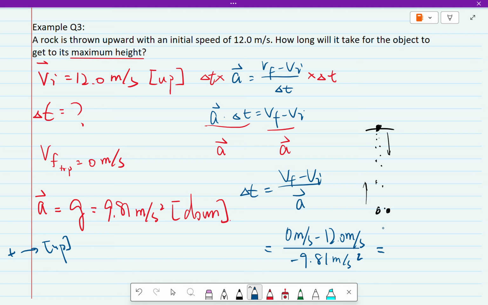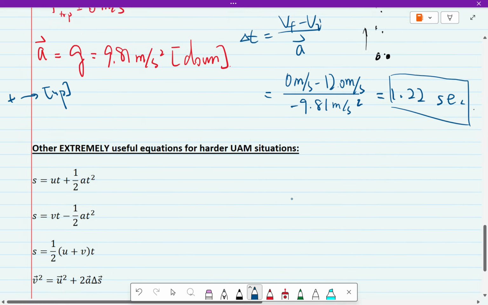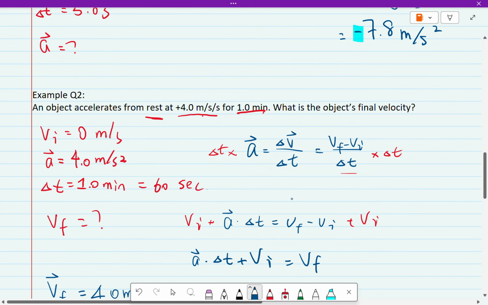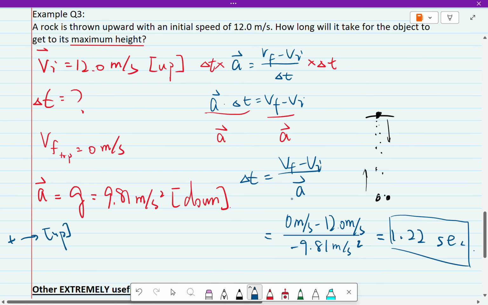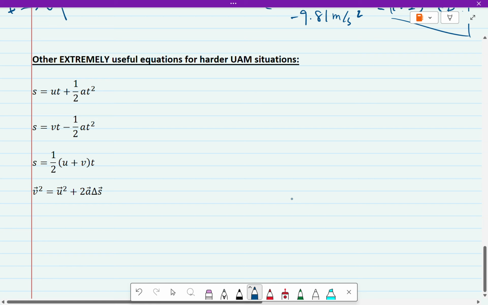So after a simple calculation, we will have approximately 1.22 seconds for this one. And since time is a scalar, we do not need a direction. So this would be our final answer. So these would be three classical questions tackling the application of the general formula for acceleration. But there are still other extremely useful equations for harder UAM situations, especially when it comes to free fall, which is vertical projectile motion, and horizontal projectile motion.